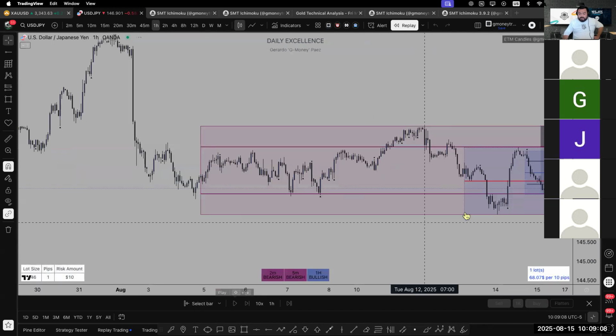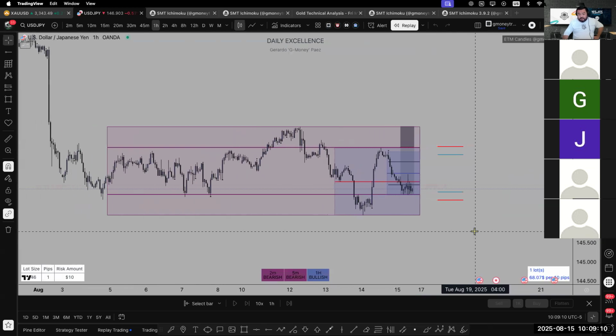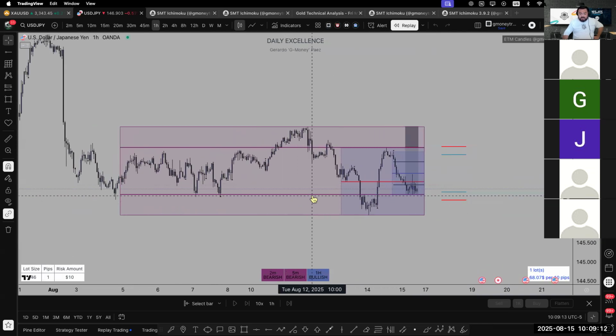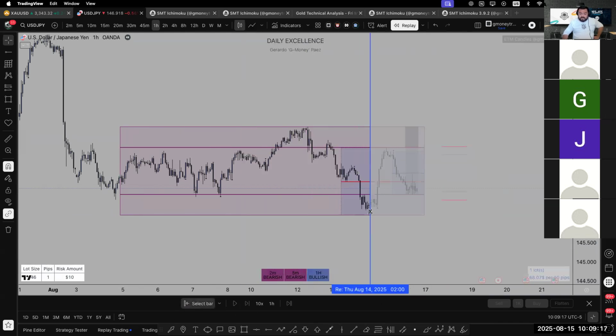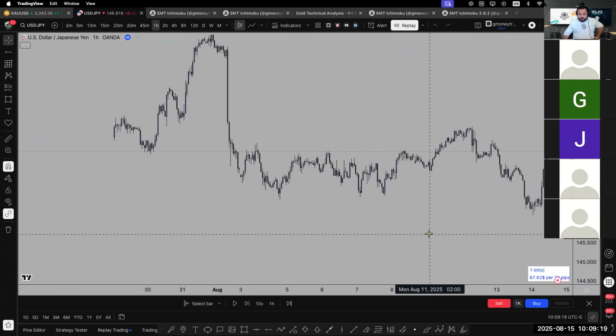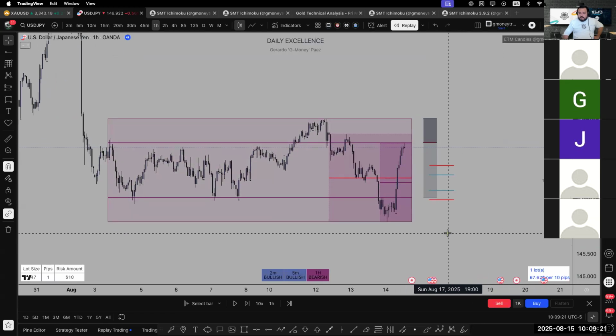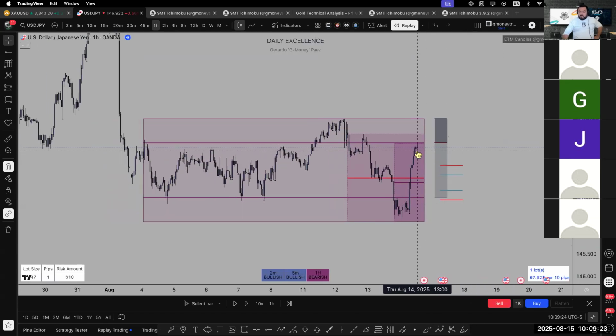Boom. That would have been very, very nice. So to be even more specific, this is the buy low, the sell high area, correct?